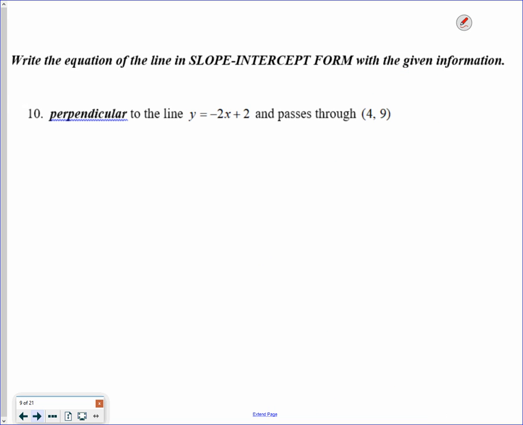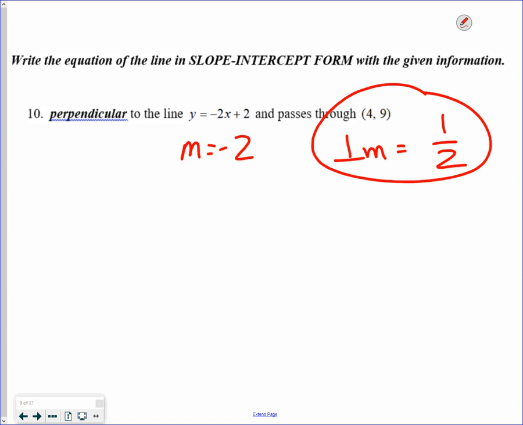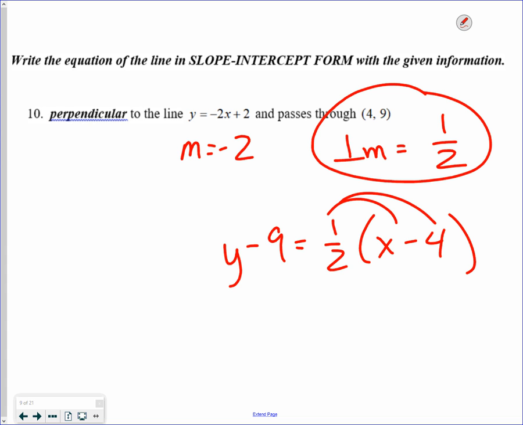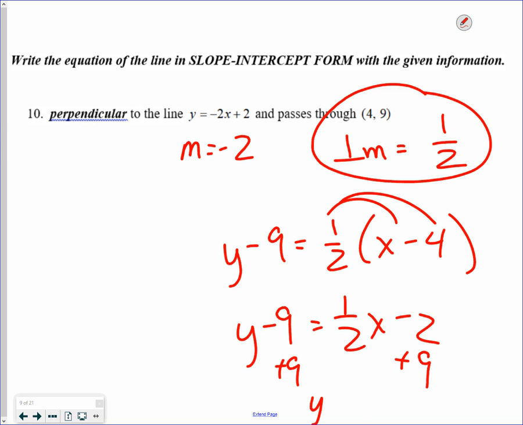Again, using the word perpendicular, find the original slope and then find the perpendicular slope. It's opposite, reciprocal. So positive 1/2. If the original line has a slope of negative 2, the perpendicular line has a slope of 1/2. Using the point and the slope, I'm going to write an equation. So y minus 9, I'm going to add 9. I get 1/2 x plus 7.